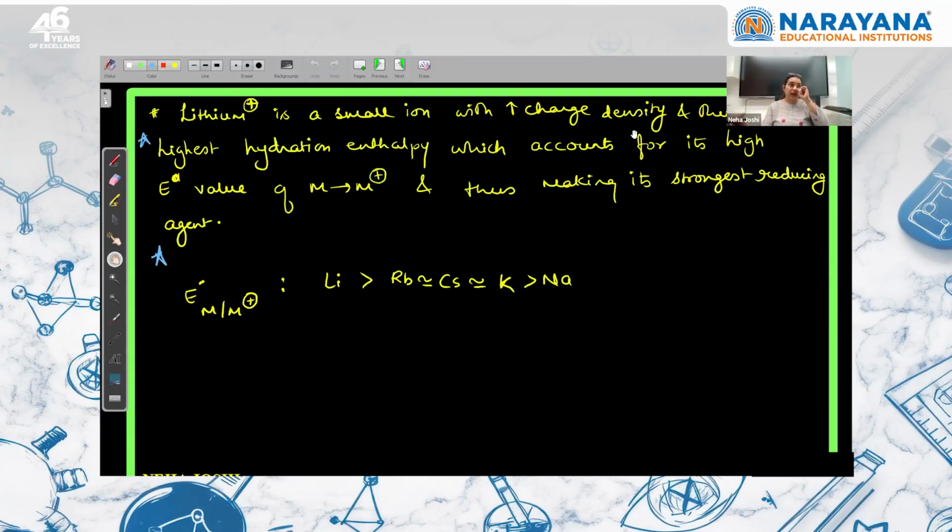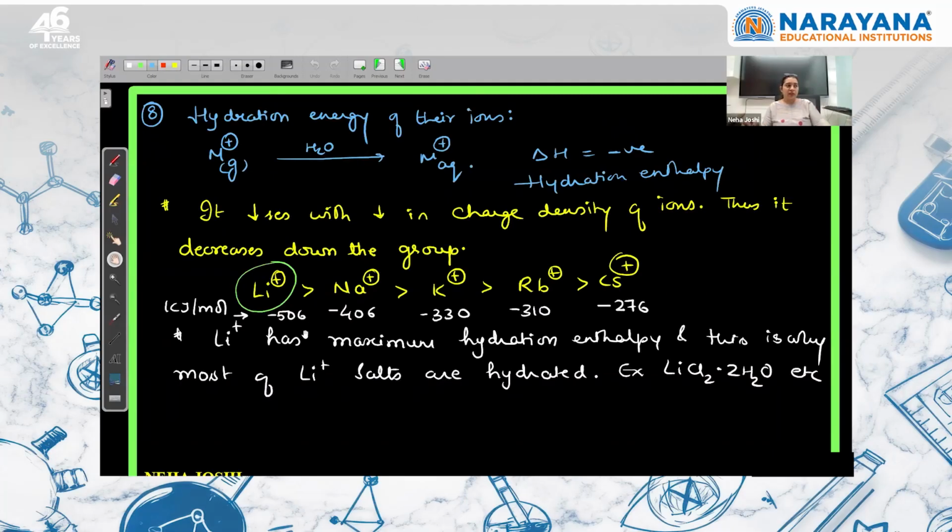Lithium plus is a small ion with high charge density and thus has the highest hydration enthalpy, which accounts for its highest E standard value from M to M plus, thus making it the strongest reducing reagent. Moving to next. Hydration energy, I think we have already discussed, with increase in charge density on a metal ion, its hydration energy will be high. As we go down the group, size becomes large, charge remains unipositive, so charge density will decrease. So lithium will have the highest hydration energy.